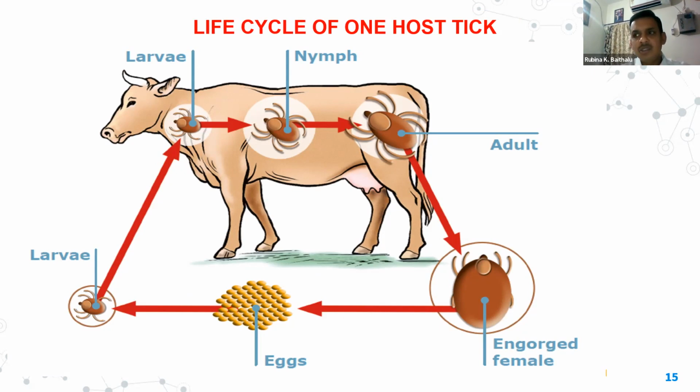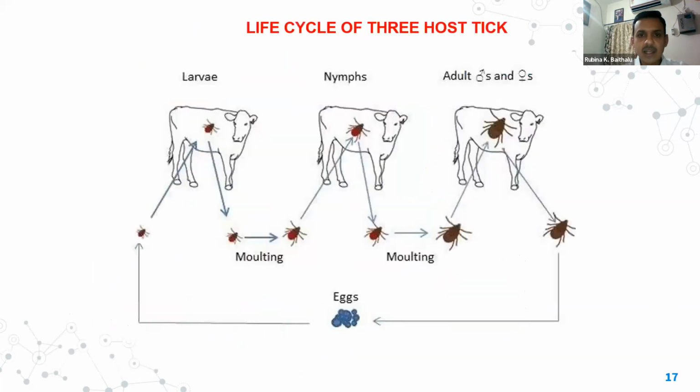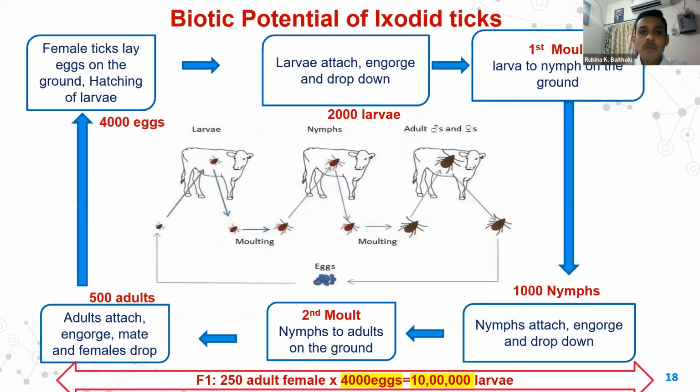So far as ticks are concerned, there are two types of ticks. One is soft tick and another is hard tick. The hard ticks, again, have different life cycles. There are one host ticks, two host ticks, and three host ticks. In the case of sheep and goat, it is mostly three host ticks. One host tick means all the stages of the life cycle are completed on one host. In the case of two host ticks, 2 individual hosts are required for the completion of the life cycle. In the case of three host ticks, 3 hosts are required for completion of the life cycle. So before attempting control of the ticks, we should understand the life cycle.